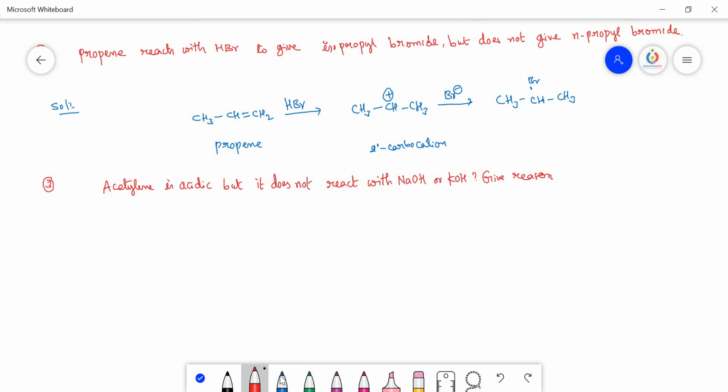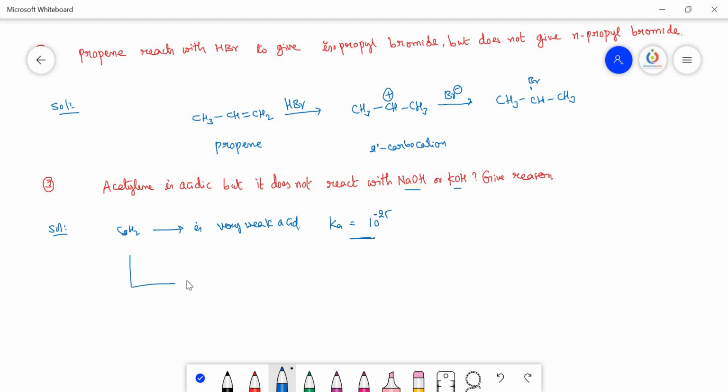So the question itself very clearly says that acetylene is acidic, but it does not react with NaOH as well as KOH. So the solution for this is, acetylene is a very weak acid. The Ka value of acetylene is 10 power minus 25. It is so very small that it is unable to produce the H plus ion to react with alkali bases like NaOH or KOH.